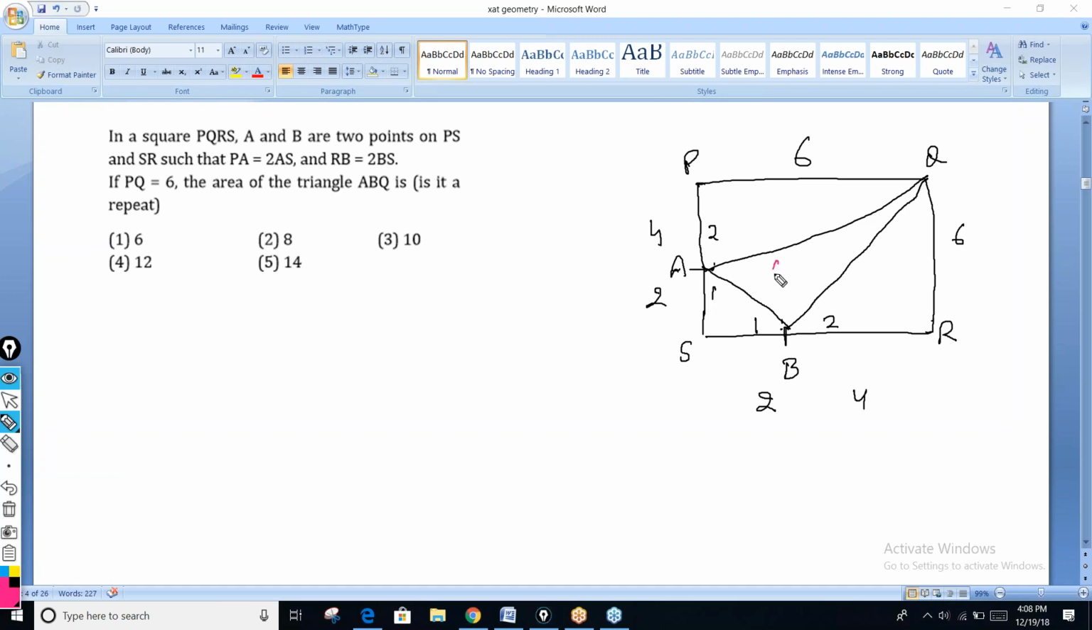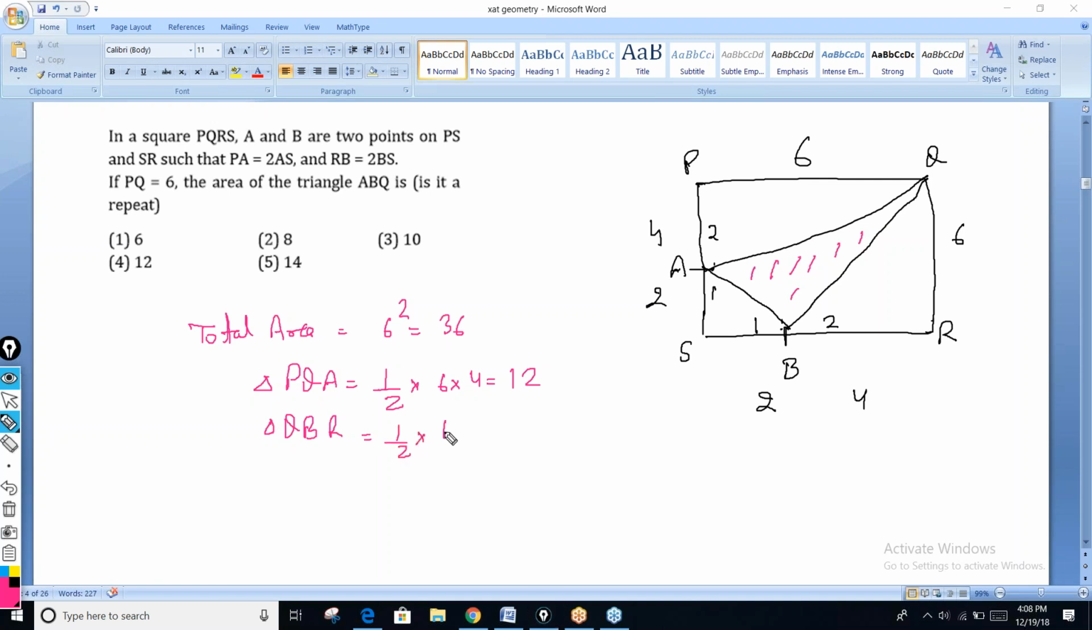So rather than finding the area of this triangle directly, I can subtract the remaining area from the total area. What is the total area? The total area is 36. It is the square of side 6. What is the area of triangle PQA? The area of triangle PQA is half base into height, which is 6 into 4, 12. Similarly, what is the area of QBR? The QBR is also the same, half 6 into 4, 12.